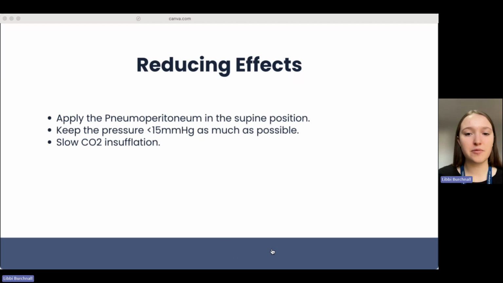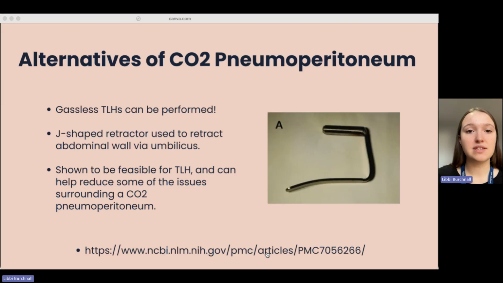So now we're going to move on to the final part, and we're just going to talk about some alternatives to a carbon dioxide pneumoperitoneum. The reason that you might want an alternative might be, for example, if a patient already has lots of cardiovascular conditions, and maybe a pneumoperitoneum might be really risky for them. So one of the alternatives is something called a gasless TLH.